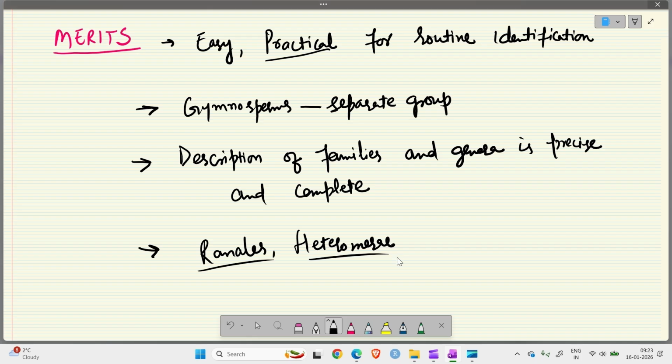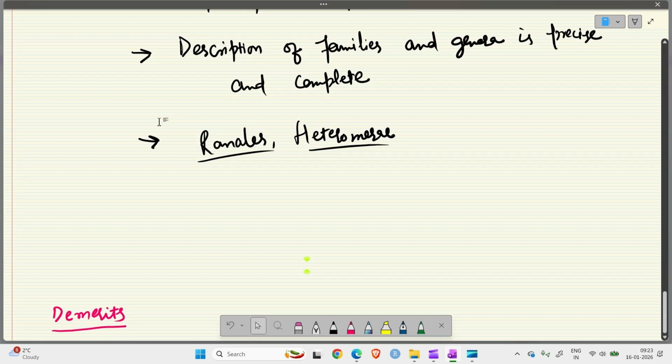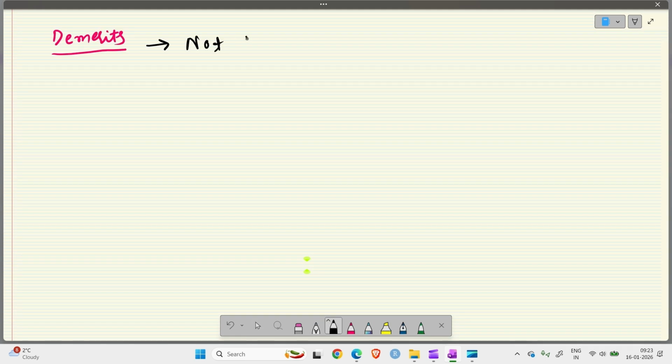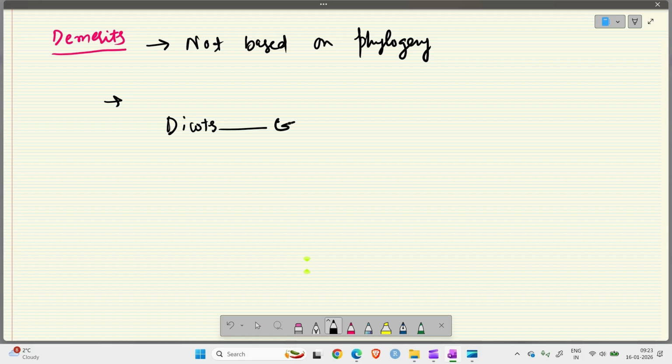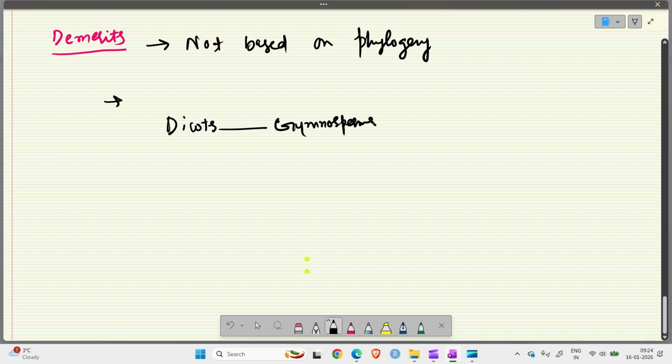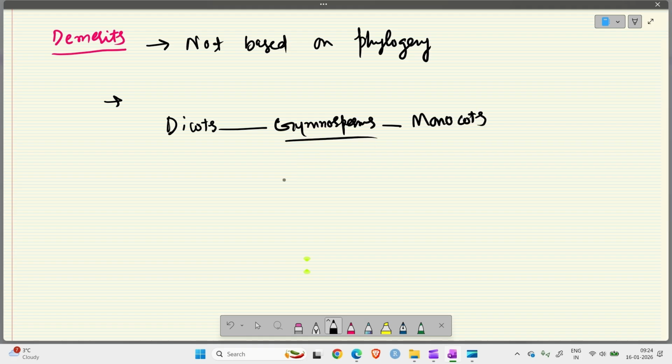Despite these advantages, this classification system has some demerits. For example, it is not based on phylogeny, even though the idea was already there in 1859 or so. The second demerit, which is usually asked in exams, is that they placed gymnosperms in between dicots and monocots. However, we know that gymnosperms are actually more primitive than monocots and dicots. So this is one of the main disadvantages of this classification system.